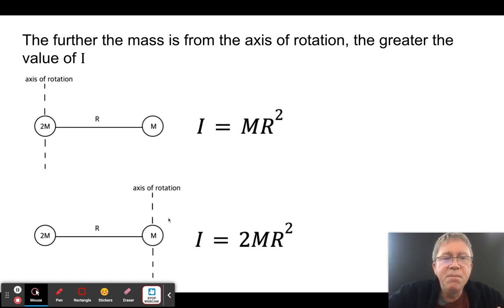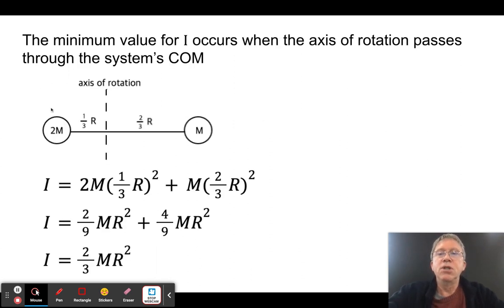Well, what's the minimum? What is the minimum value that I can get for this system if I keep the axis of rotation within the plane of this screen? Okay, and what we're going to find is, well, if I keep it vertically in the plane of the screen, let's just try that. Okay, so the answer is going to be the center of mass. Watch. So if I have 2m here and m here, then that means the center of mass is going to be 1/3 of the way between these two. It's going to be 1/3 away from the 2m and 2/3 away from the m. Okay, so you could do the math. That's what you're going to find.